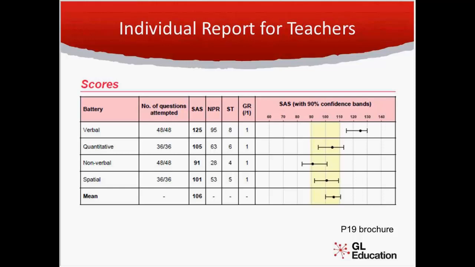Quantitatively, I've got a score of 105, and if you remember, 100 was average, so I'm just above average quantitatively. It's not such good news when we look at the non-verbal score. My non-verbal score is 91. That actually means I'm better than about 28% of the sample, but worse than a lot more. Spatially I'm 101, which again is average, so there's no real imbalance there. We've got a difference between my non-verbal score and my verbal score, which is very, very high.